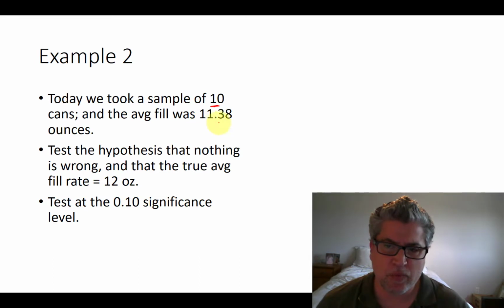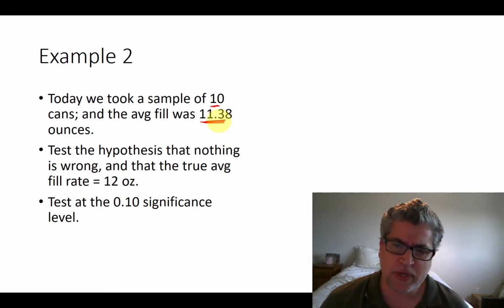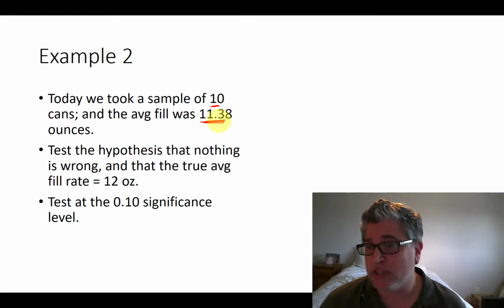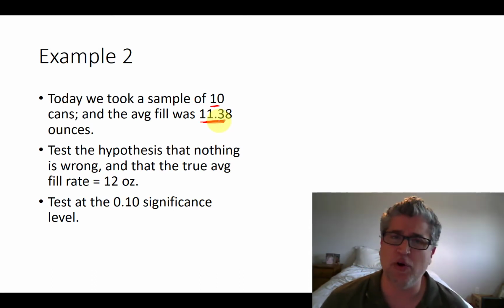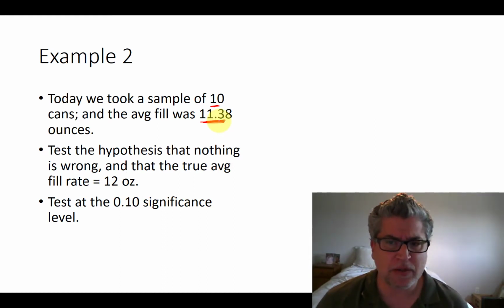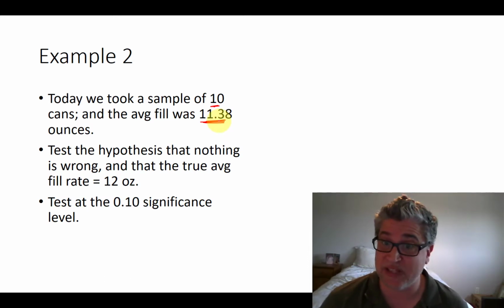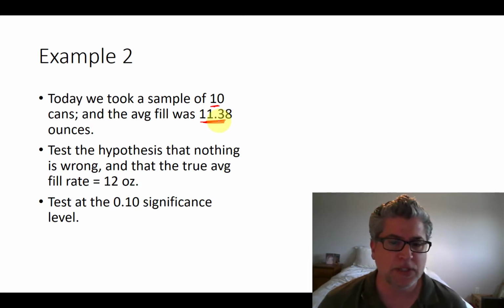And it looks like we were underfilling by a little bit. Now, we didn't underfill by too much. It looks like it's a little over a half an ounce of underfilling. But still, this is sample information. This isn't just one can that was underfilled. This was the average of 10 cans. So is our machine underfilling?